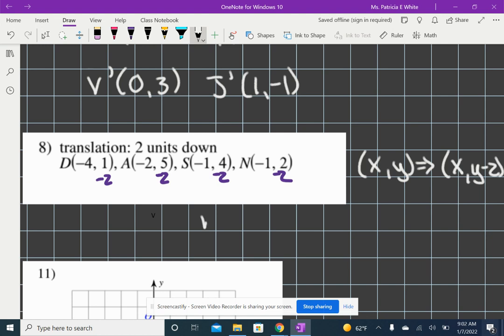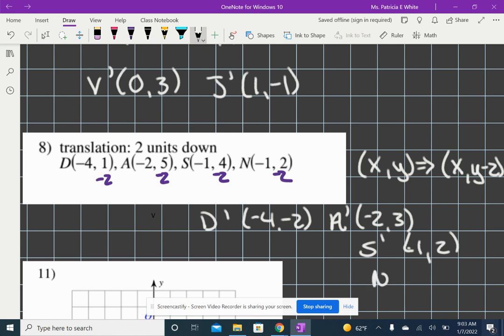So for D prime, negative 4 stays the same. 1 minus 2, negative 2. A prime, negative 2 stays the same. 5 minus 2 is 3. S prime, negative 1 stays the same. 4 minus 2 is 2. N prime, negative 1 stays the same, and 2 minus 2 is 0.